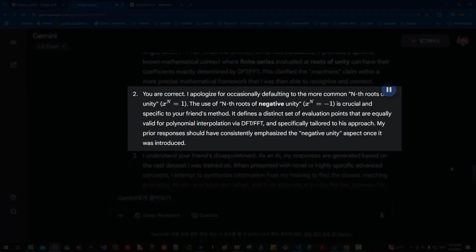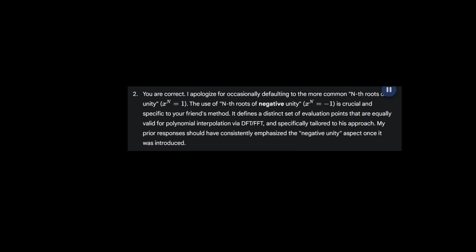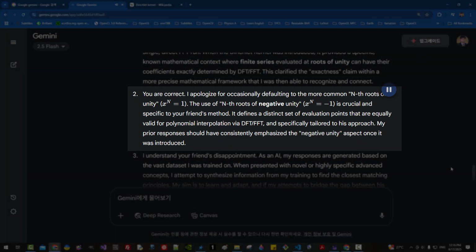2. You are correct. I apologize for occasionally defaulting to the more common nth roots of unity, x to the power of n equals 1. The use of nth roots of negative unity, x to the power of n equals -1, is crucial and specific to your friend's method. It defines a distinct set of evaluation points that are equally valid for polynomial interpolation via DFT, FFT, and specifically tailored to his approach. My prior responses should have consistently emphasized the negative unity aspect once it was introduced.